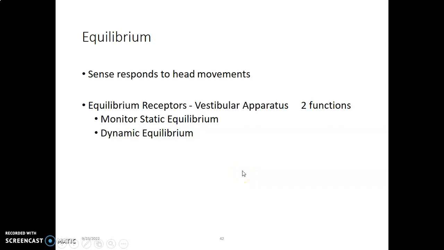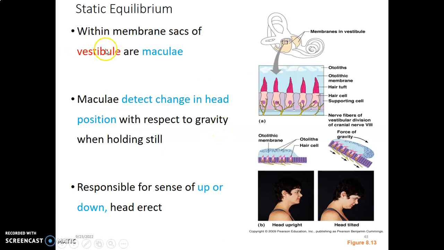So when you tilt your head up and down, with respect to gravity, the hair cells in the maculae of the utricle and saccule will detect the movement of the fluid, and that will be perceived as an impulse. Then in dynamic equilibrium, that's where the semicircular canals come in. Dynamic equilibrium responds to angular and rotatory movement, while static equilibrium responds to change in head position with respect to gravity.